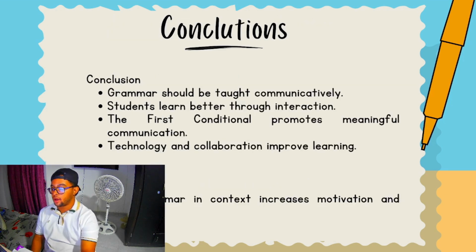In conclusion, grammar should be taught communicatively and in context. Students learn better when they interact, collaborate, and use language naturally. The first conditional is a useful grammar structure to help students express future consequences and possibilities. Technology and collaborative learning improve motivation and participation.